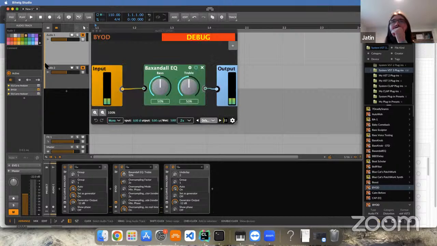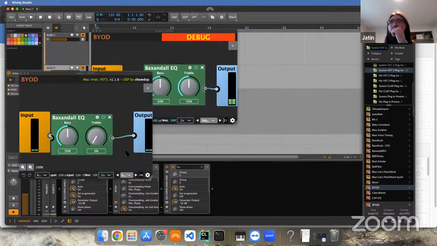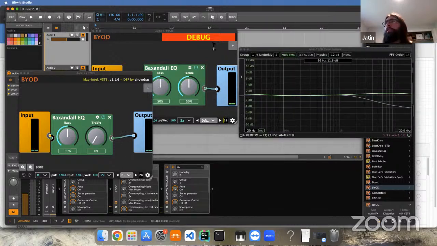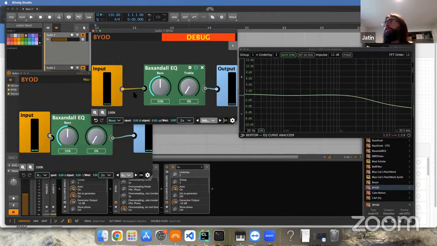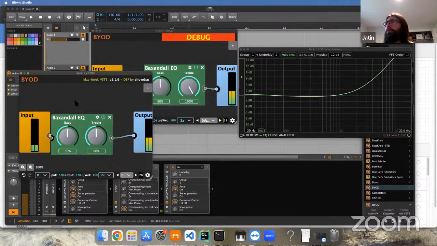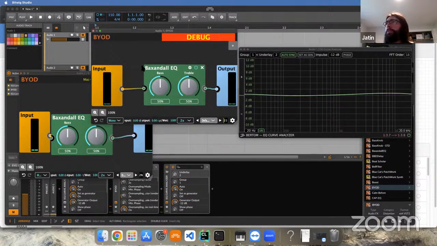So this is CLAP. This is VST3. This is our EQ curve analyzer. And yeah, it looks like the treble control is still working about right. Cool, cool.